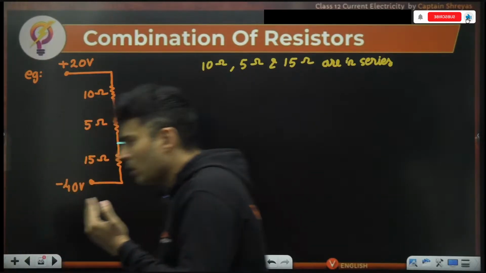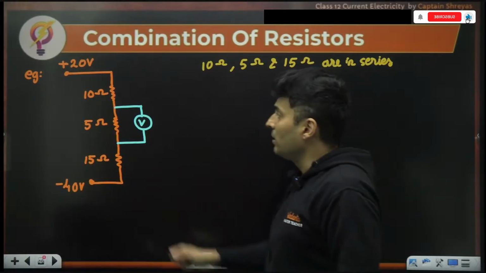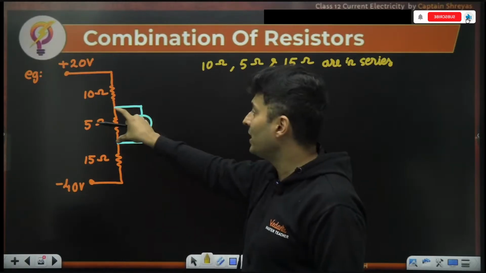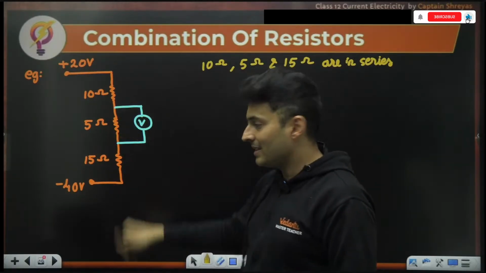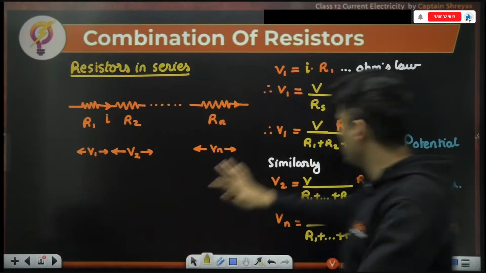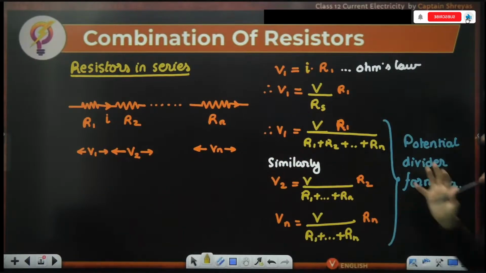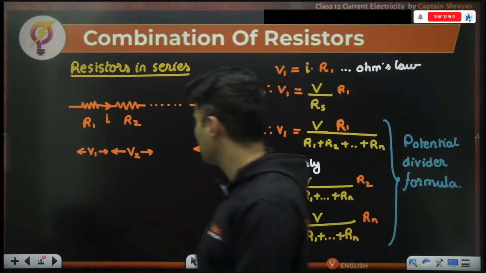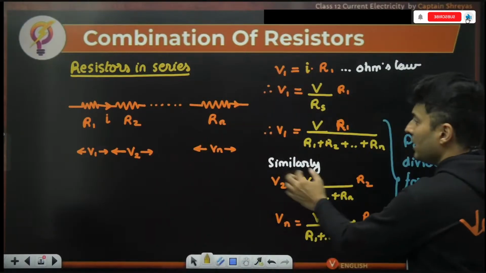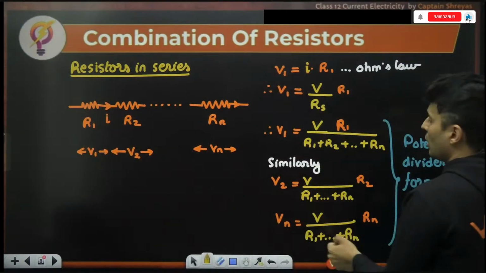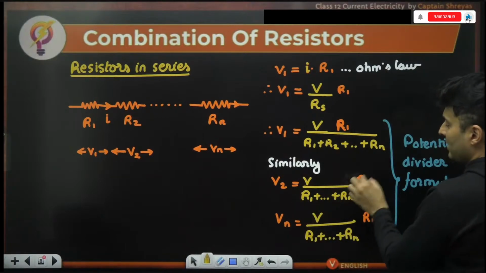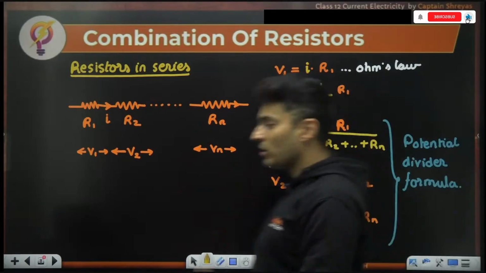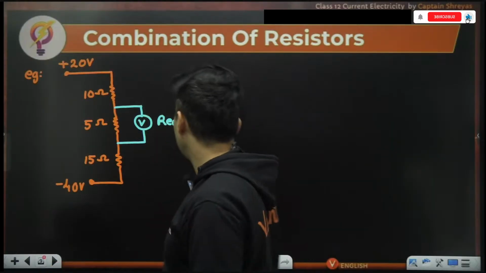Now, look over here. If you notice, since all of them are in series combination and I want to find the voltage across any one resistor, I can definitely use this potential divider arrangement formula, isn't it, guys? So what do I need to do? I need to measure the total voltage across the combination divided by total resistance and multiply it with that specific resistance across which I need to find that voltage.